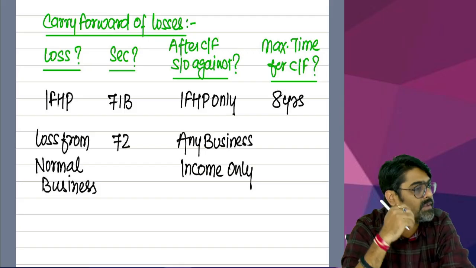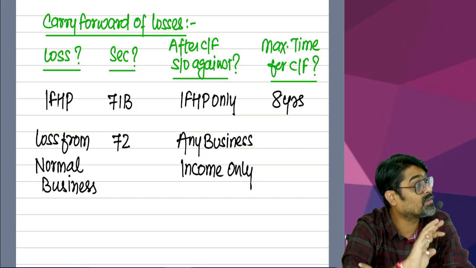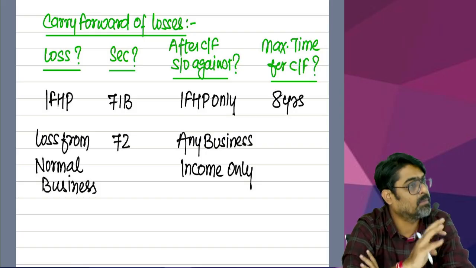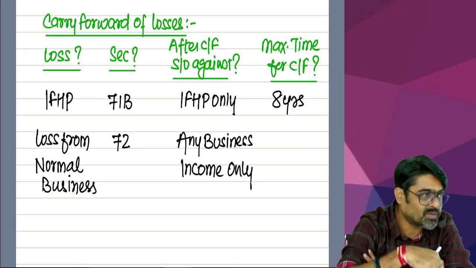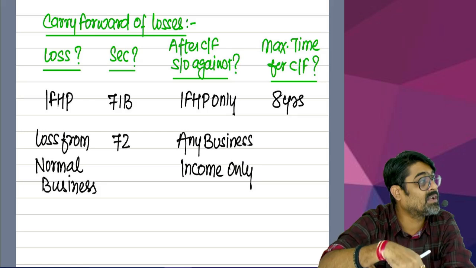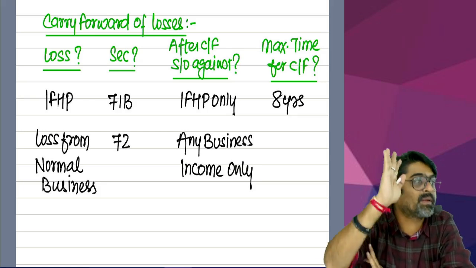And in the year in which you have carried forward the loss, it is not required that the business to which the loss relates should also be in existence. That business may be there, may not be there. Why? Because the loss is not to be adjusted from the business income of the same business. It can be set off against the business income of any business.